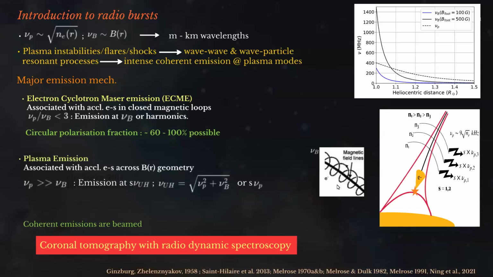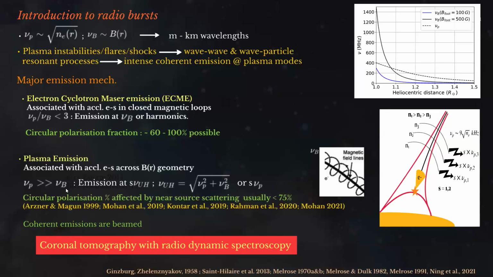And plasma emission is the other mode of coherent emission mechanism, which usually happens when, at the flare site, you have the plasma frequency much higher than the gyro frequency. So the gyro modes are basically suppressed and the plasma wave modes are dominant. There you will get emission at the harmonics of the plasma frequency.